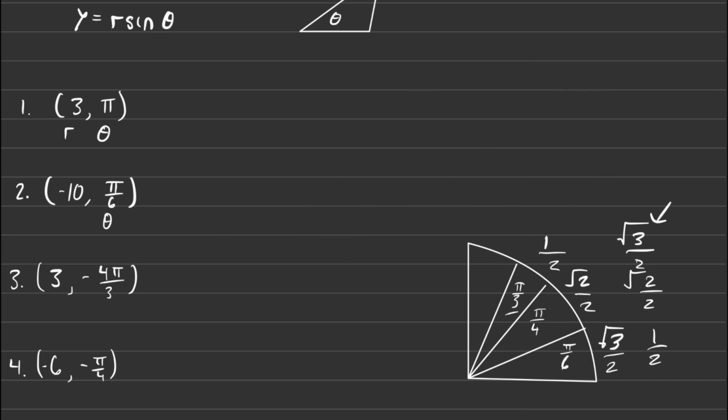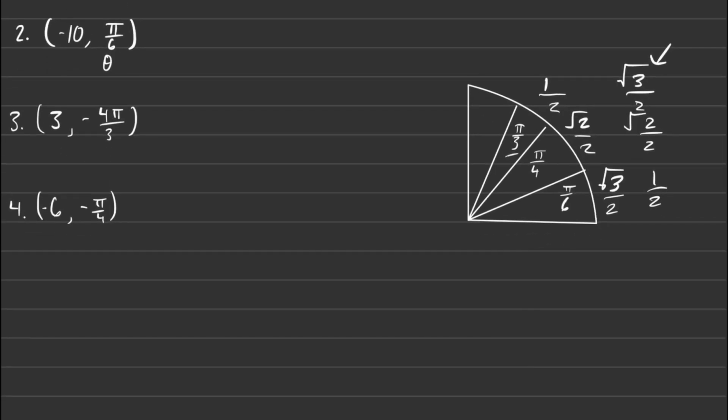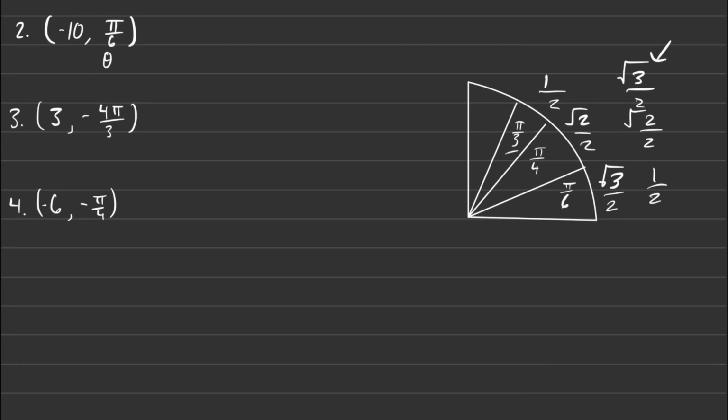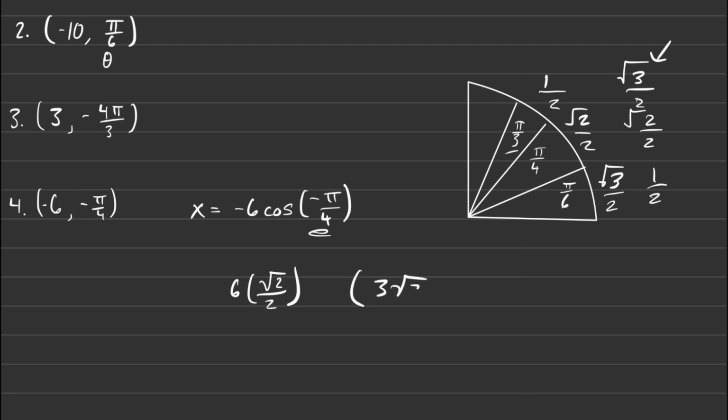So our last problem, we have -6 and an angle of -pi over 4. So we have x equals -6 cosine of -pi over 4. We know that cosine is positive in the fourth quadrant, which is where this angle is. So we'll multiply -6 times root 2 over 2, and we'll have an x coordinate of -3 root 2.